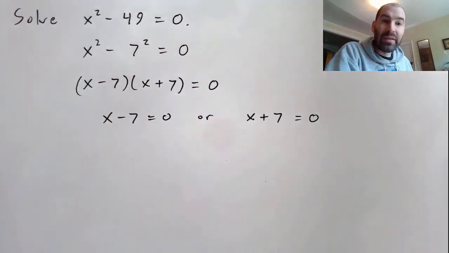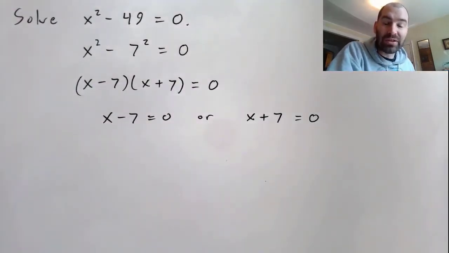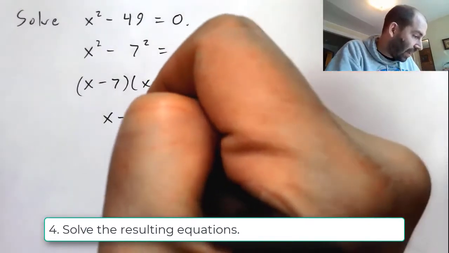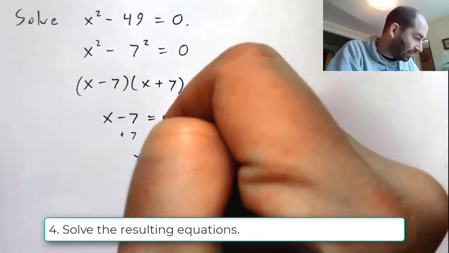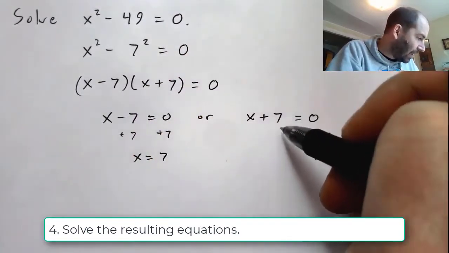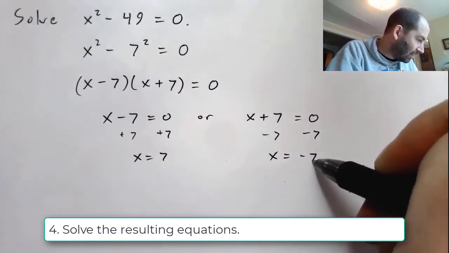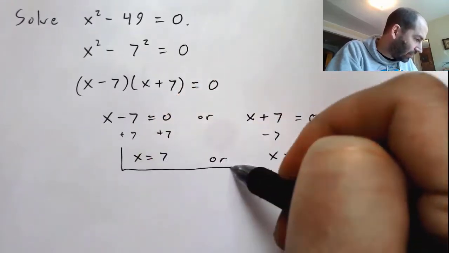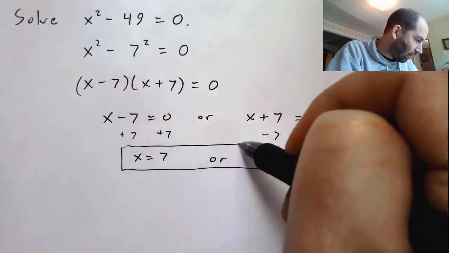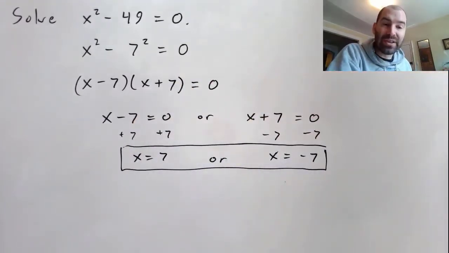These are two equations that we can now solve. So let's solve this one. Add 7 to both sides. X equals 7. Solve this one. Subtract 7 from both sides. And there's our solution. X equals 7 or X equals negative 7.